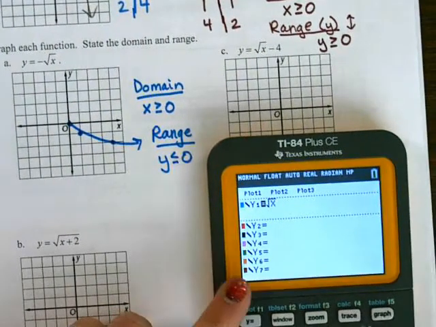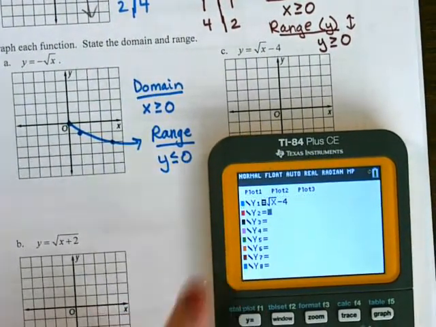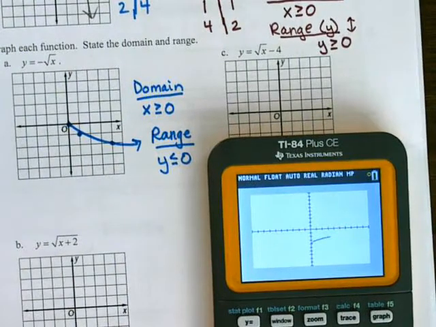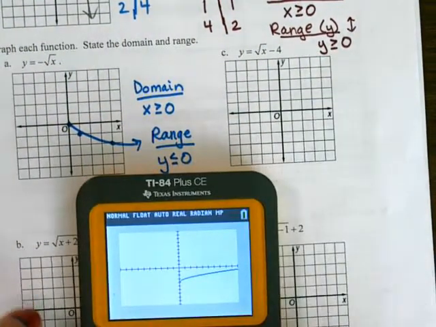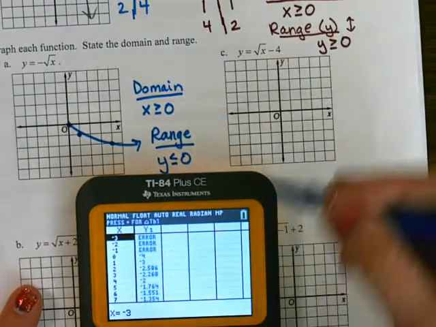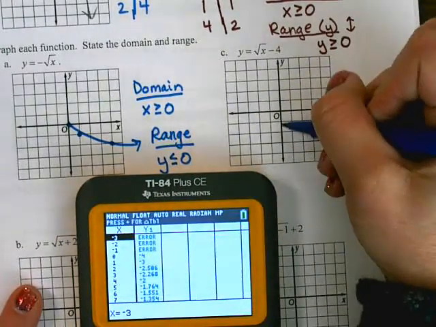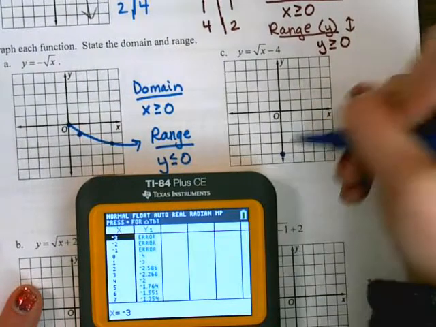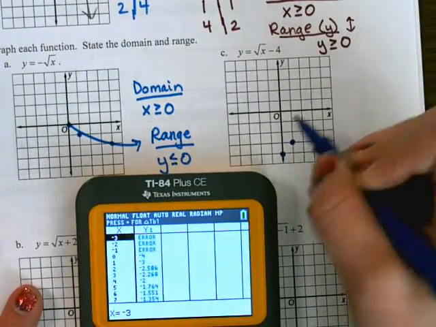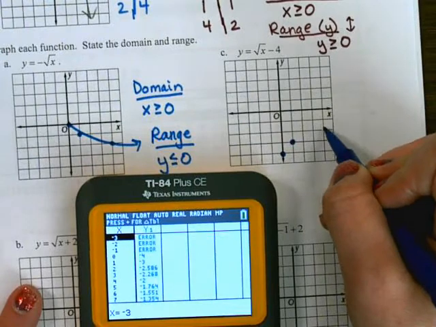Square root of x minus 4. It's outside the square root, so it did indeed move down. So 0, I'm at -4. 1, I'm at -3. 4, I'm at -2.